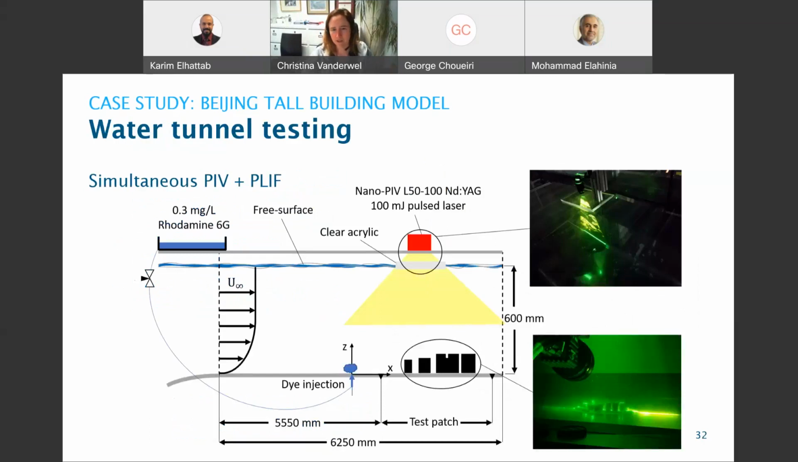Here's a picture of it at the bottom of our water tunnel. We've shown the laser from above as before. You can see it here going through the plexi plate aligned with the free surface. And we have a tank of rhodamine dye which feeds our injection just upstream of the patch. We did simultaneous PIV, so the velocity measurements, and PLIF, which is the laser-induced fluorescence concentration measurements. And here's what it looks like.